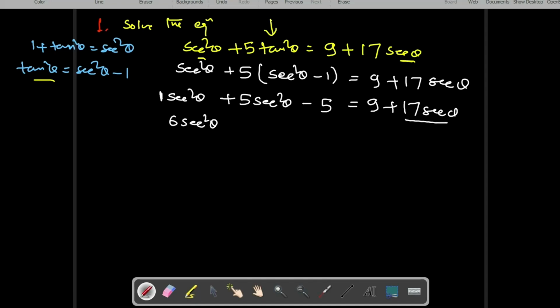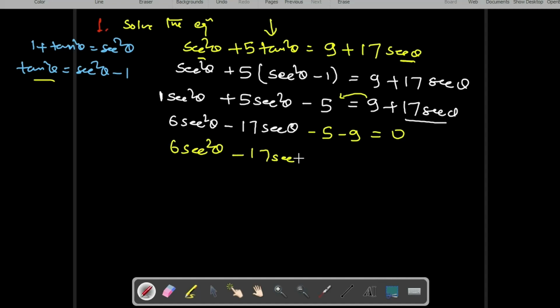Now 17 sec theta is another term which is on the other side. If we bring it to this side, that will become minus 17 sec theta. Minus 5, and if I bring this 9 over here, this is plus, it will become minus, so minus 5 minus 9 is equal to minus 14. So this is going to be 11 sec square theta minus 17 sec theta minus 14 is equal to 0. Now this is the equation which we got in one variable.